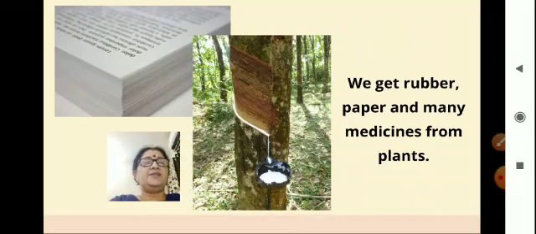We get rubber, paper and many medicines from plants. We get rubber from plants, and this rubber is used to make tires and other things. Paper is also made from plants. We get medicine also from plants.